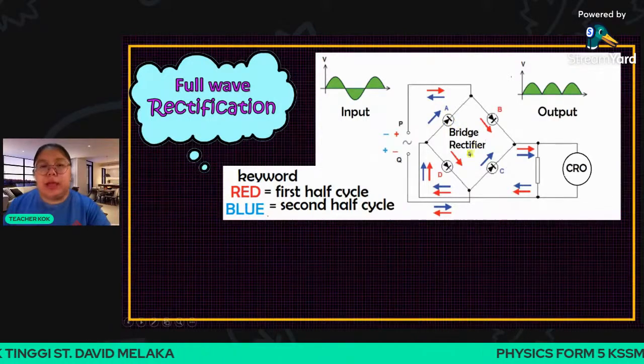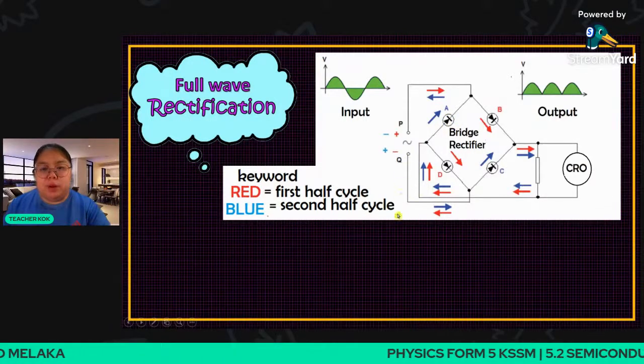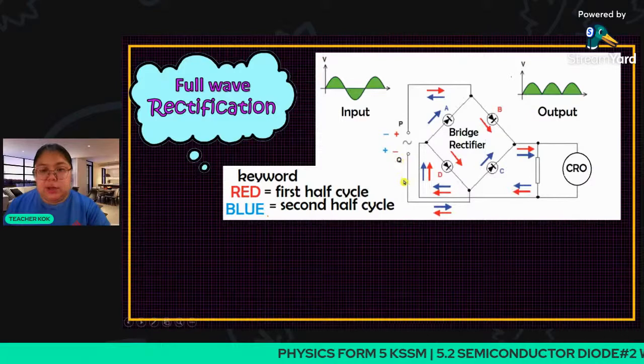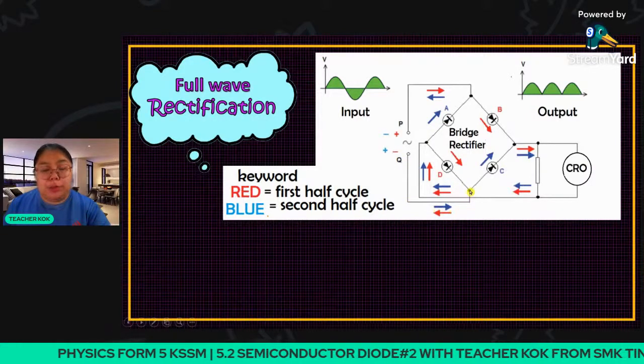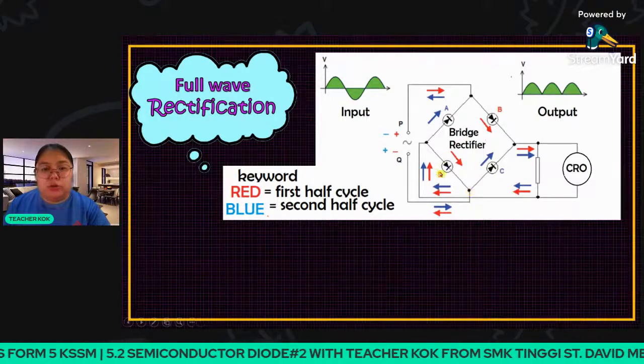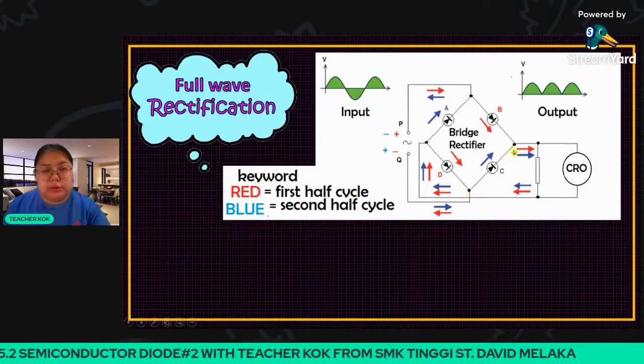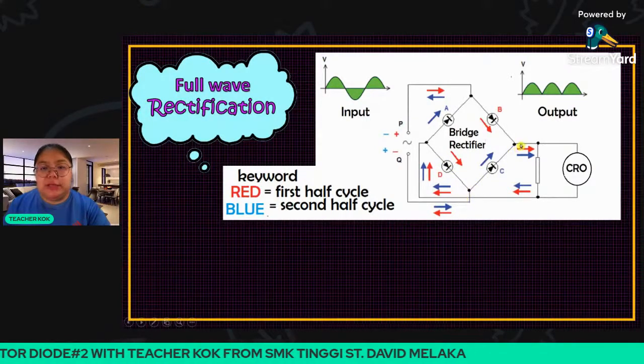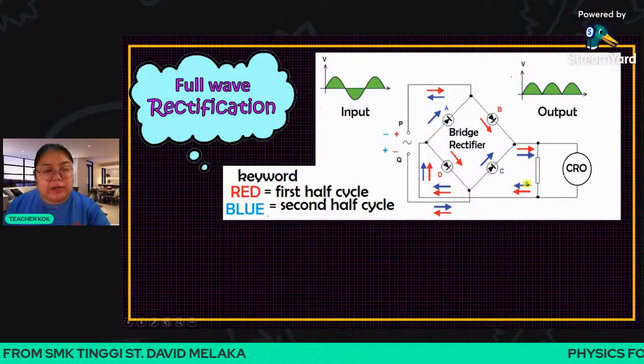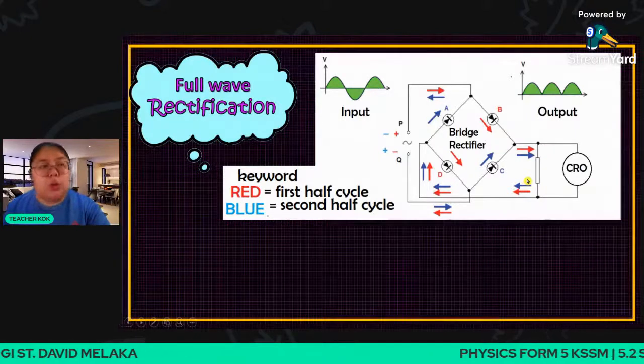Now the blue color starts from the bottom. Q starts first. Blue color, go up the bridge. Then they cannot go to the D. They can only go to the C. After the C, they must go to the resistor. How is the resistor direction? They go down. Also go down.